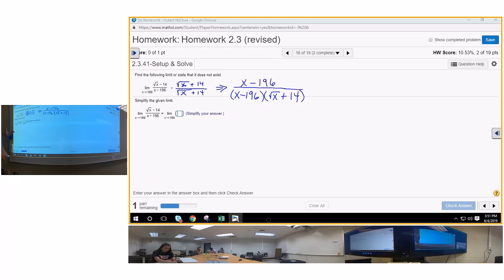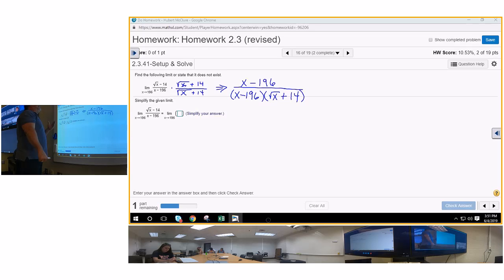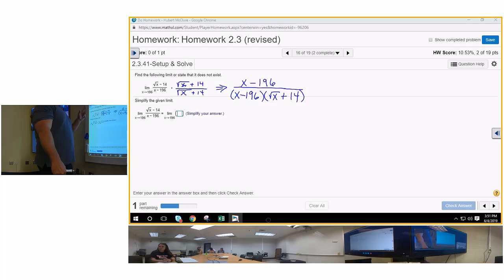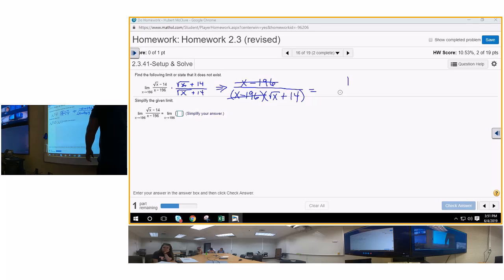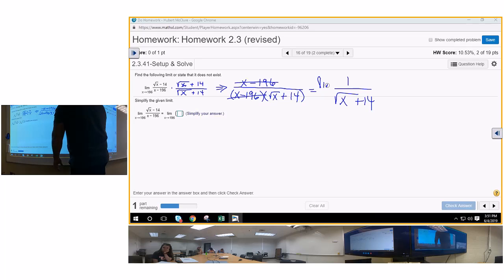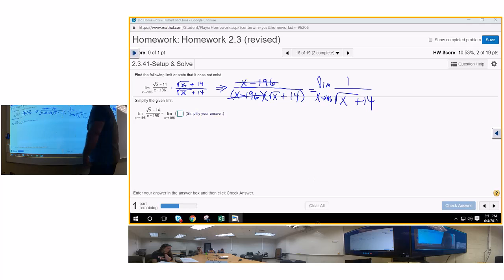So now can we actually plug 196 into the bottom? Not yet, because the x minus 196 cancels. There we go. They cancel. And we get 1 over the square root of x plus 14. Now we've done our algebra. Now we can do what? Our limit as x approaches 196.